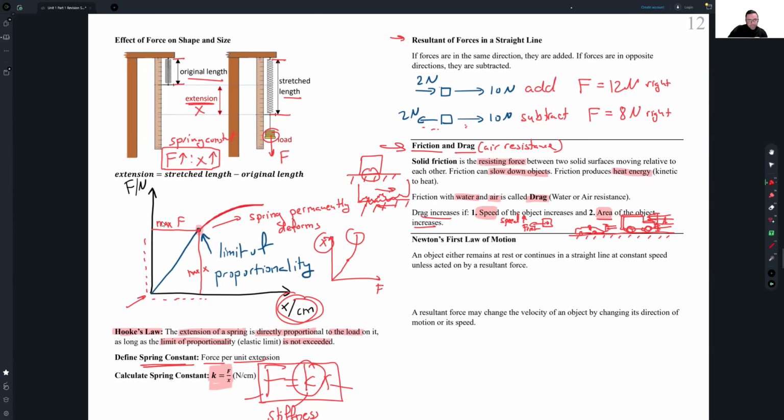Okay? But only up until the elastic limit. Beyond the limit, that doesn't apply anymore. The term often used in exams is the spring no longer obeys Hooke's law, meaning we've gone beyond the limit. So it's no longer proportional.